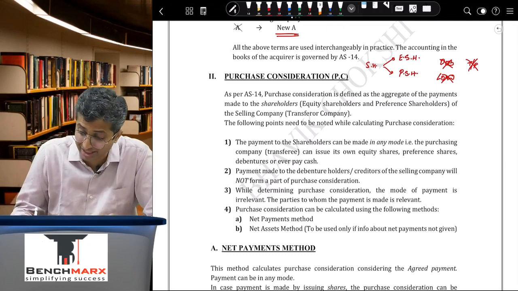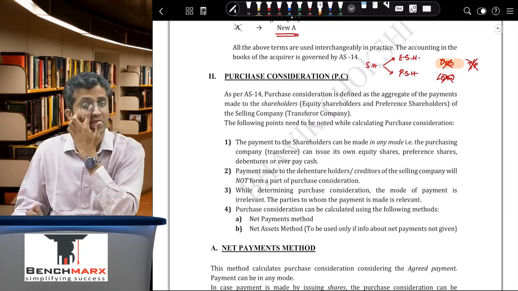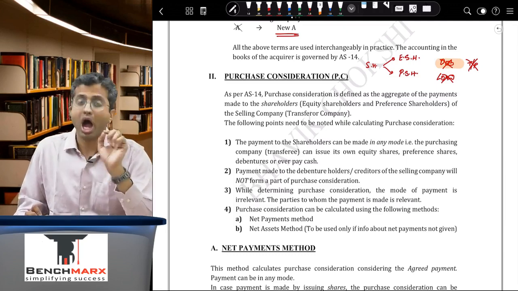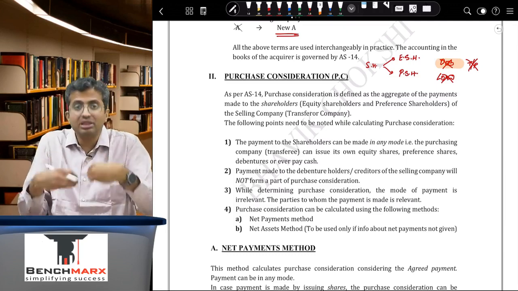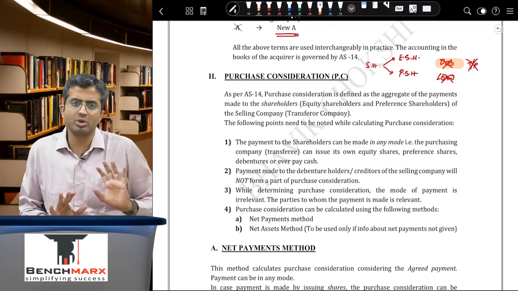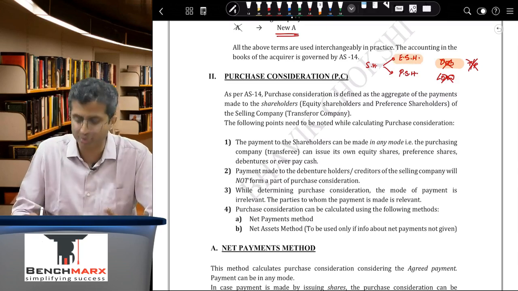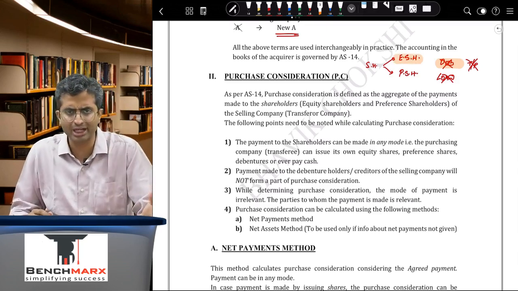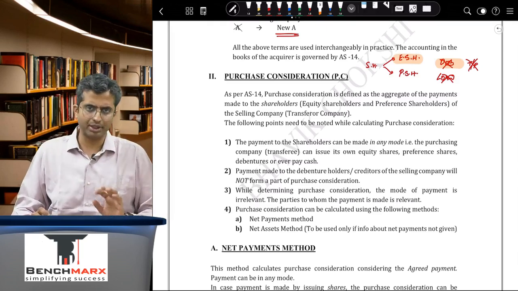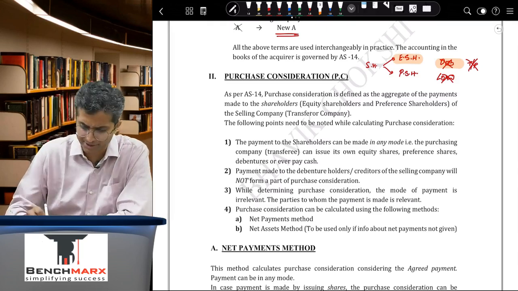If the payment is made in equity shares but to debenture holders, it is not a part of PC. However, if the payment is made in the form of debentures to the equity shareholders of the selling company, it is a part of PC. So we have to see to whom the payment is going rather than in which form the payment is going to determine whether it is a part of PC or not.